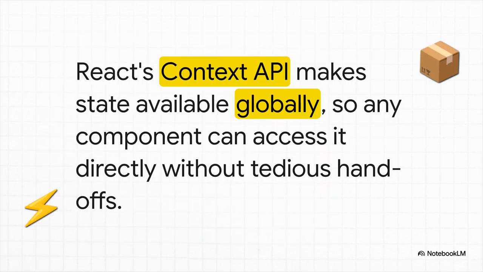Now, to solve this, React actually gives us a built-in tool called the Context API. Think of it like creating a central electrical panel for our house. We can make data available globally, so any component can just tap into it directly. It's a great starting point, for sure, but as we'll see, for a truly smart home with lots of constant updates, it can have some performance issues.